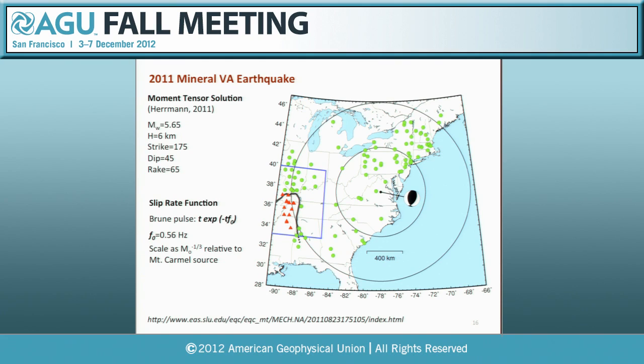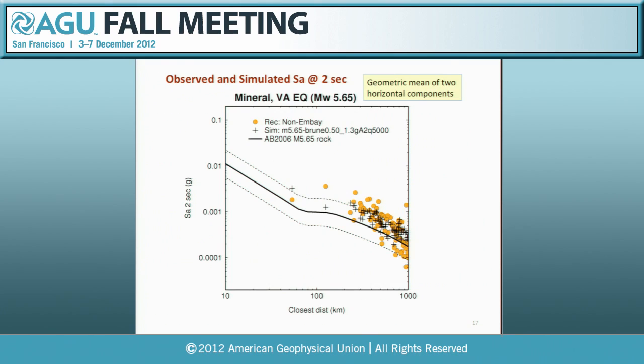Again, the same kind of color scheme here. We're excluding these sites in the abatement. Those are at quite a far distance. Notice, though, that I don't necessarily expect this model developed for this region to be applicable, but we're just doing this as a leap of faith. The slip rate function has a slightly lower corner frequency, and I derived this just by scaling as a ratio of the moments relative to Mount Carmel. So let's see how this does.